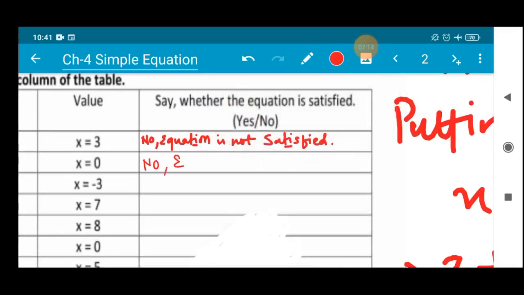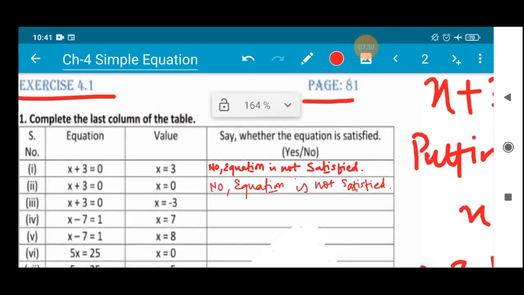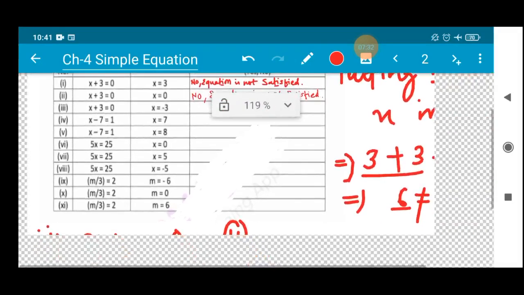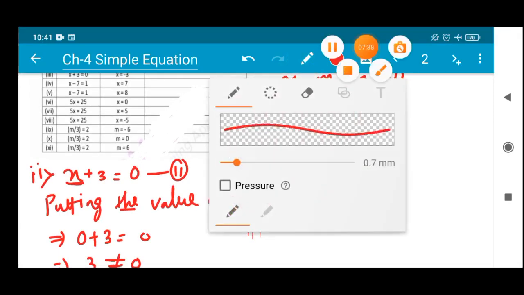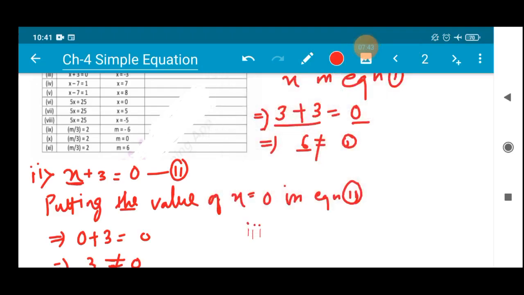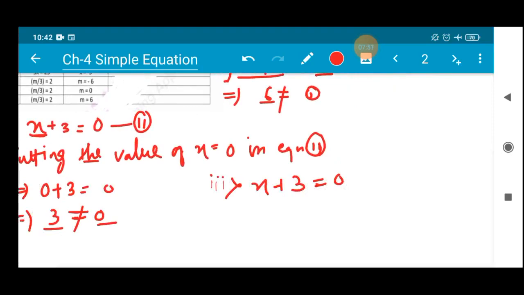No, equation is not satisfied. Simple thing, very easy, isn't it? Similarly we will do question number 3 using the same logic. Now you have to check whether we get the same thing or whether the equation will be satisfied or not. Number 3 is x plus 3 is equal to 0, and the x value given is -3.